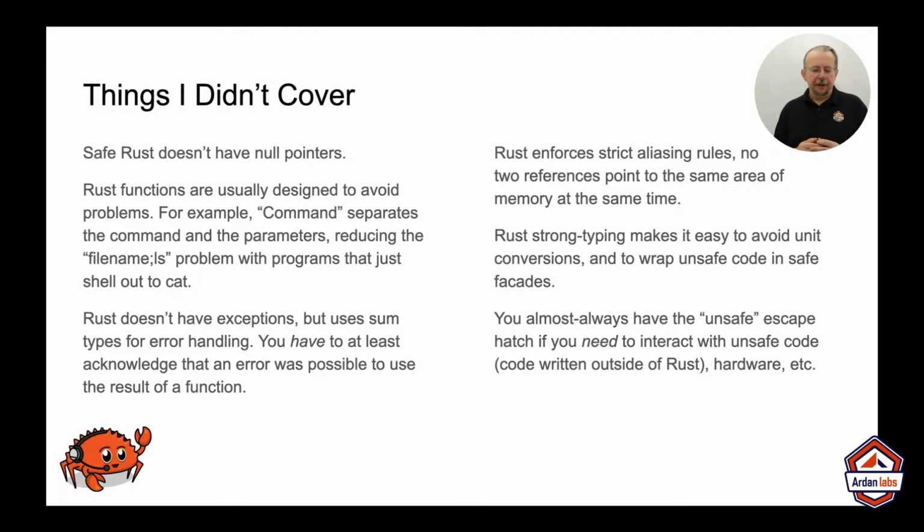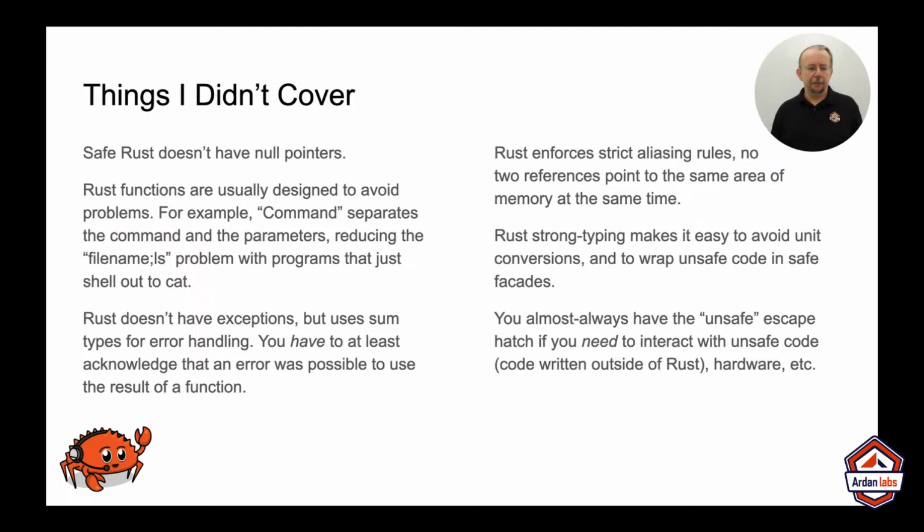Rust functions are usually designed to avoid problems inside the standard library. For example, the command structure is built to separate the command and the parameters, after some early issues where a C program that simply executed cat and then a file name to read a text file could be busted by adding a semicolon to the end of the file name and then some other command. So it would happily execute cat my file semicolon rm -rf root. Not so good.